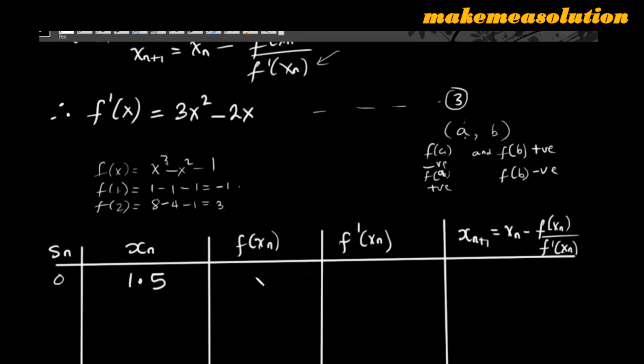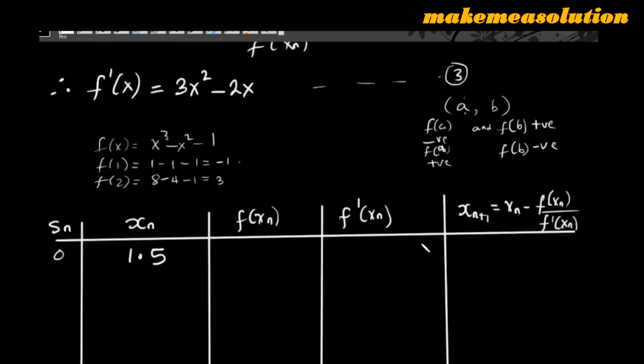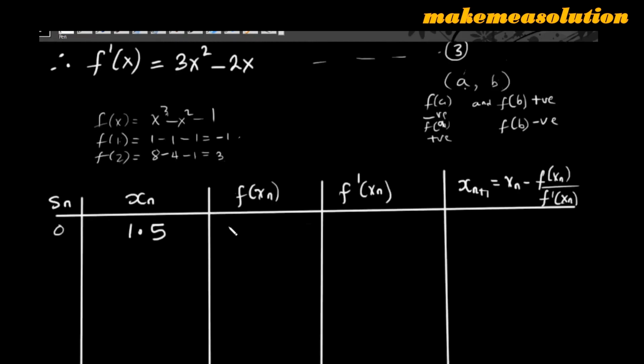Then I'm going to evaluate f of xn, then f prime of xn. Then I'll finally evaluate xn plus 1 as xn minus f of xn all over f prime of xn. This is just what you're going to be repeating till this condition is satisfied. That's your break-off point. Is that okay? Now that we've established our start value, let's jump to the computation of f of xn and f prime of xn. Take note, my x naught is 1.5, the starting value.